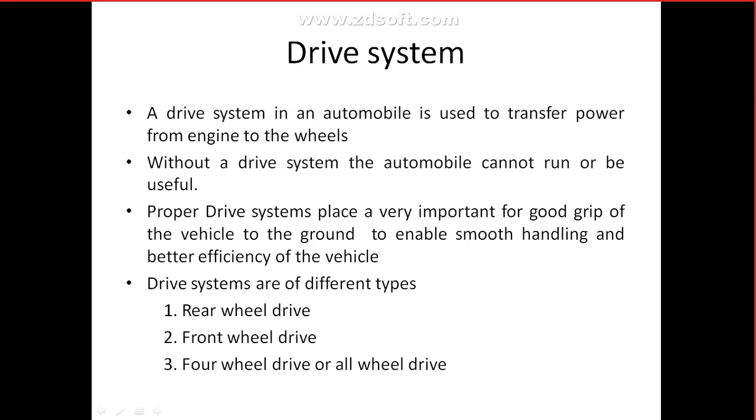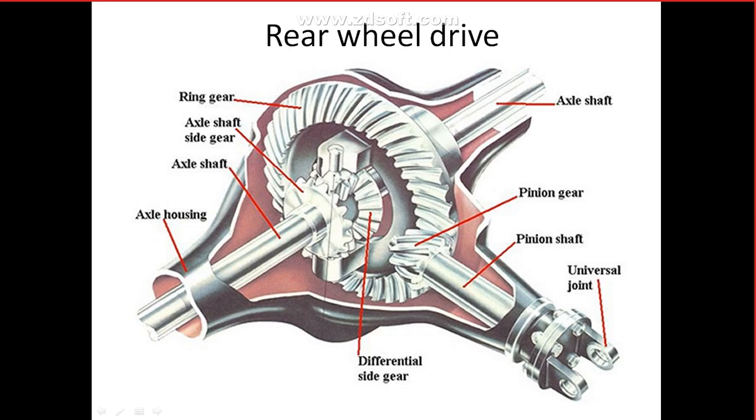Regarding these drive systems, we will discuss in the next class. Rear wheel drive means in the rear axle there will be a differential mechanism. There will be a set of gears, called sun gears or differential gears. These gears are connected to the axles, the backside rear axles. How power is transmitted between these gears, we will discuss in the next class.